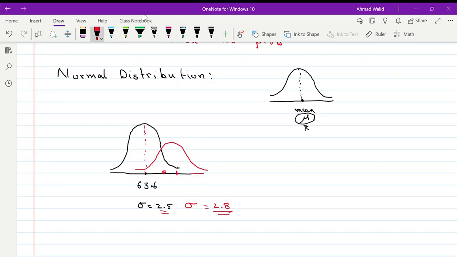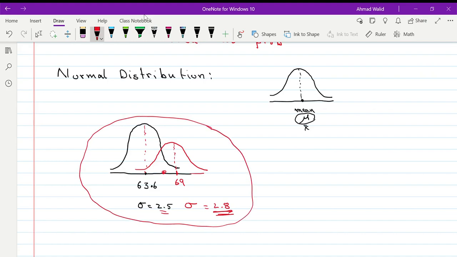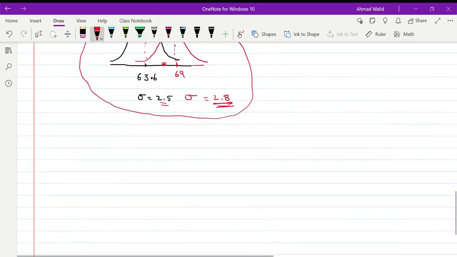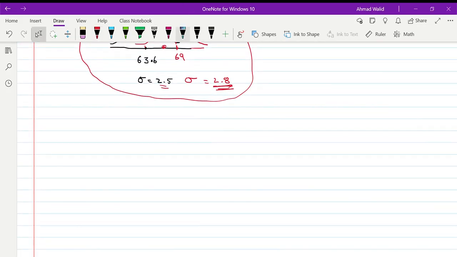correct? The height I mean is the height of the graph, not the height of the men. Of course, men are taller. The height of the graph is a little bit lower. Why? Because you have a bigger standard deviation. Your data is more separated here. What I'm trying to say is there are so many normal distributions. We want right now to standardize these normal distributions, correct?